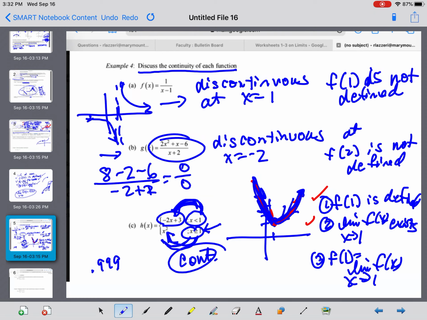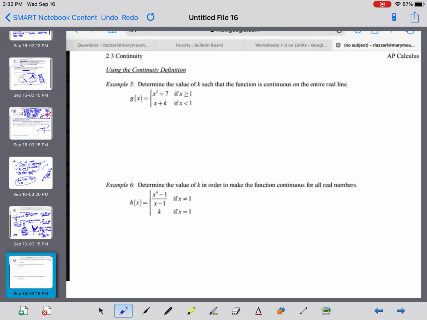I want to make a point for something later though. It's still kind of herky-jerky, kind of a corner there, that's not important right now. It's continuous, but that'll come up later. All right, now what we're going to do is make it continuous. And so how do we make something continuous? First of all, let's find f of 1.